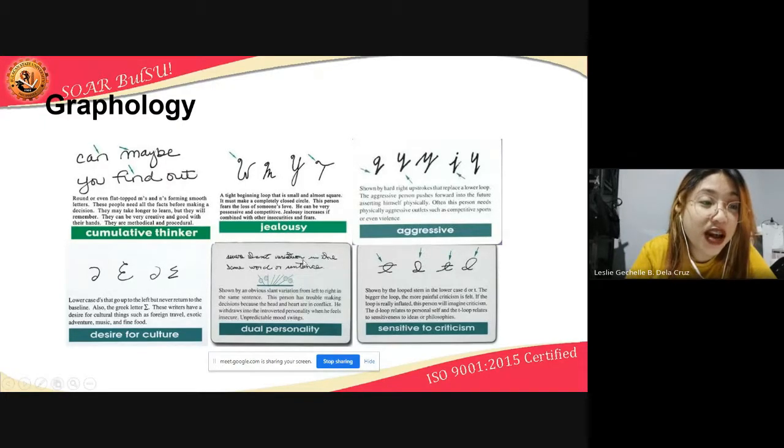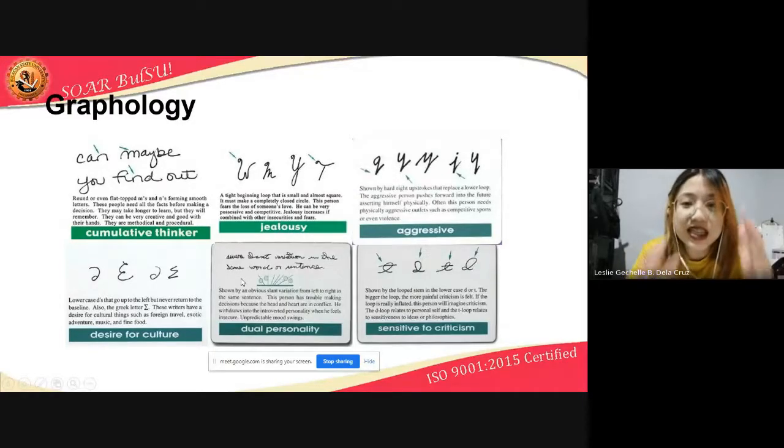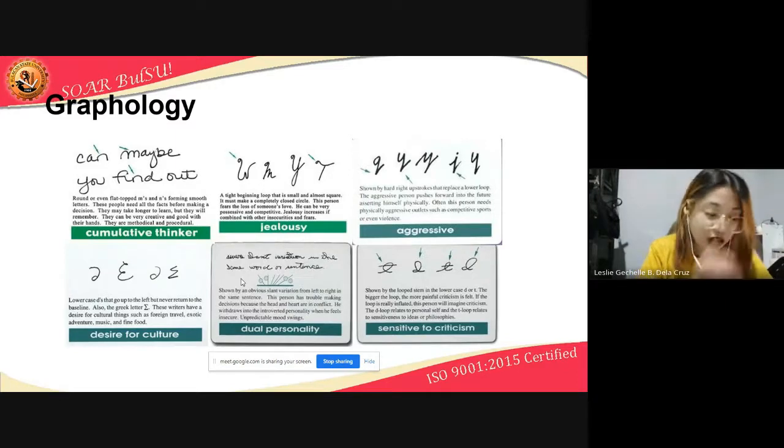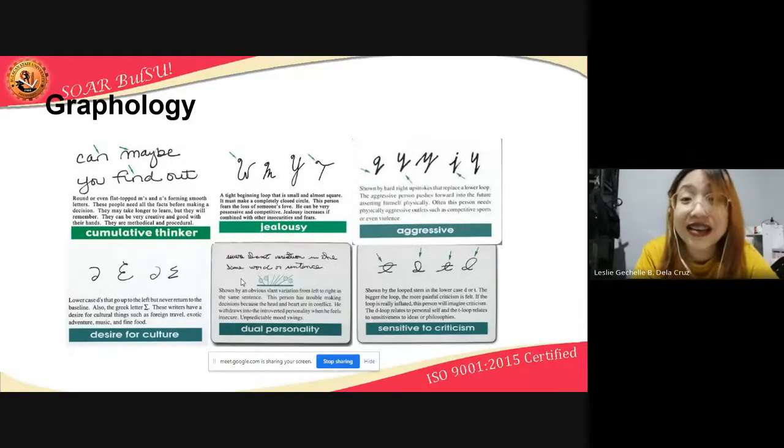Ayan, severe slant variation in the same word or sentence. Sa iisang word, sa iisang sentence, magkakaiba ng slant. Kung susubukan nyo ngayon, sige, kuha kayo ng notebook at ballpen. Try nyong isulat pangalan nyo, kalahati left, tapos kalahati right. Tapos gawin nyo ng paulit-ulit. Mahirapan kayo. Hindi siya gawain ng normal na tao. Kaya, ang gumagawa lang yan ay yung mga may dual personality. Kasi because of their different personalities, they also have different handwritings. Okay?